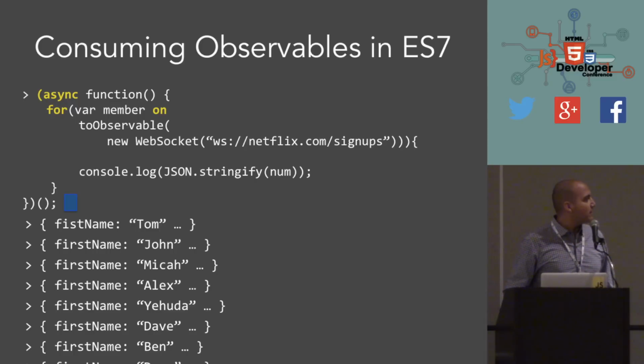So let's see what happens. Now, I can take any of the push data sources out there on the web, WebSockets, XML HTTP requests, setInterval, and I can turn them into observables, and then I can for-on them. So here I'm going to create a WebSocket, and it's just going to track all the signups coming in from Netflix, all the people who have just signed up, and then I'm going to for-on them, and I'm just going to write them. Now, I notice I've run that function inline, which means it's created a promise, which means it's going to start running immediately.